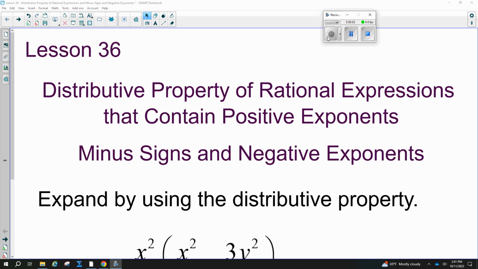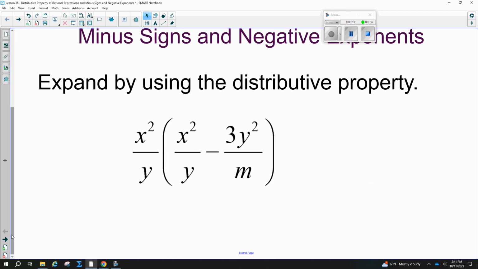All right, lesson 36. Distributive property of rational expressions that contain positive exponents, minus signs, and negative exponents. So we're going to expand by using the distributive property. So go ahead and write this down. All right, so all we're really adding is fractions in this nonsense, all right?